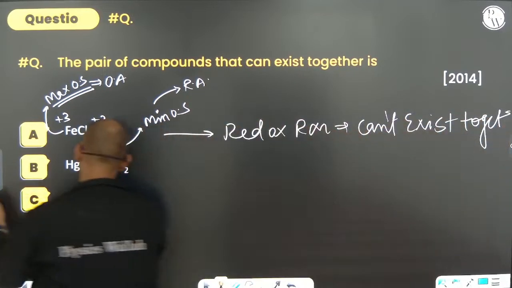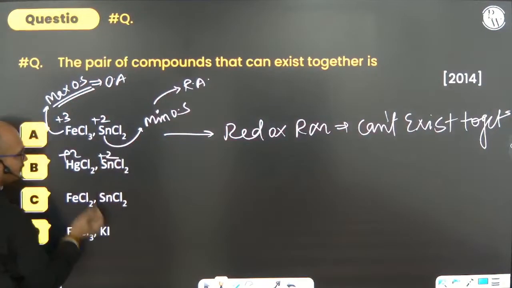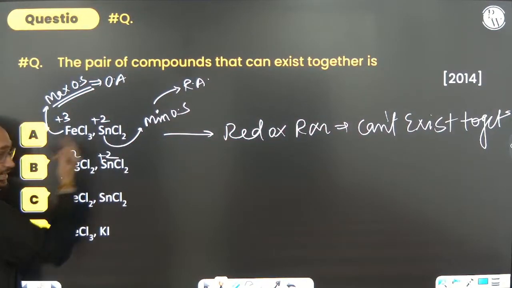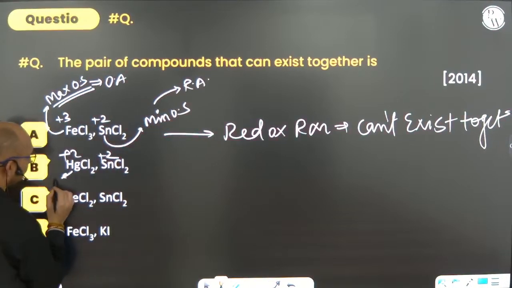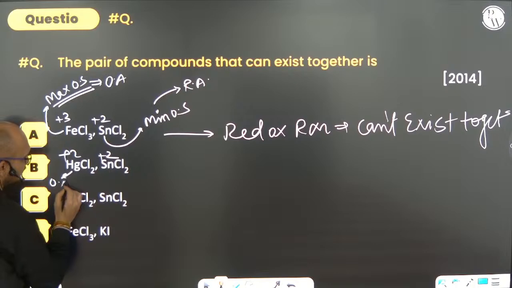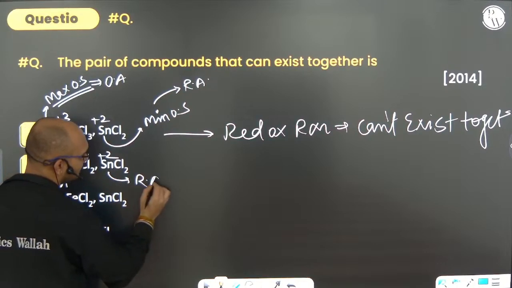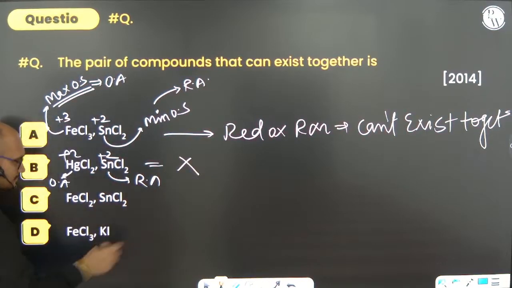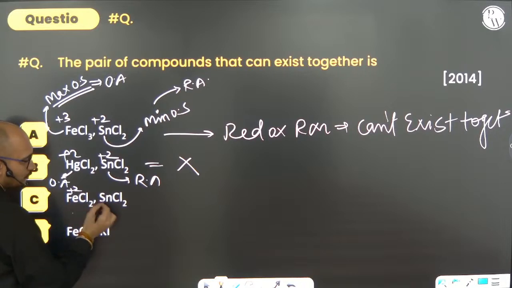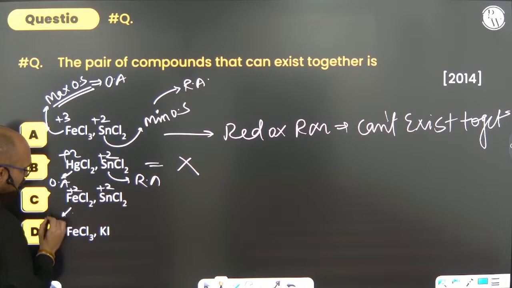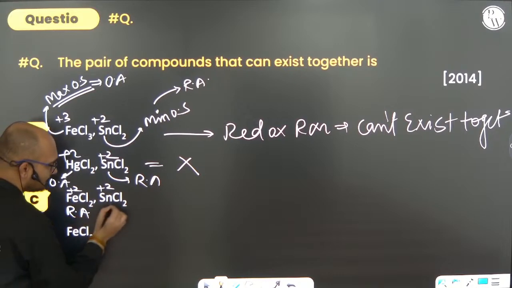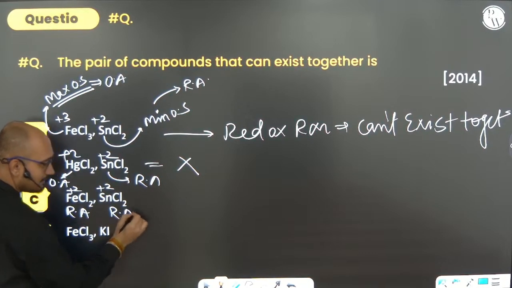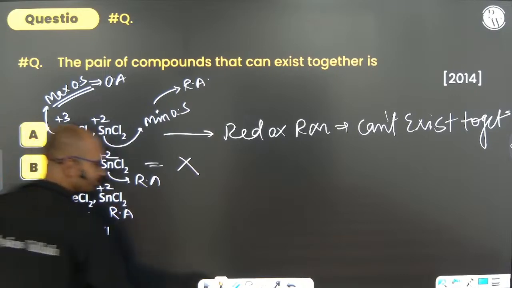Next, HgCl2 with plus 2, SnCl2 with plus 2. Hg is in its maximum oxidation state because it shows either plus 1 or plus 2. Here it is the mercuric form, so it is acting as the oxidizing agent, and the other is acting as the reducing agent. So these will also not exist together. FeCl2 plus 2, SnCl2 plus 2. This is also a minimum oxidation state, so it will act as the reducing agent. The other is also a minimum oxidation state, so it will also act as the reducing agent.